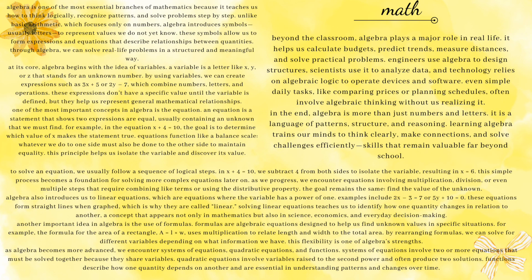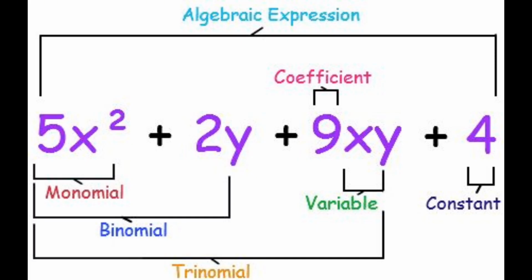And now I'm going to show you a simple algebra. So this is an algebraic expression. We can see coefficient, monomial, binomial, trinomial, variable, and constant.